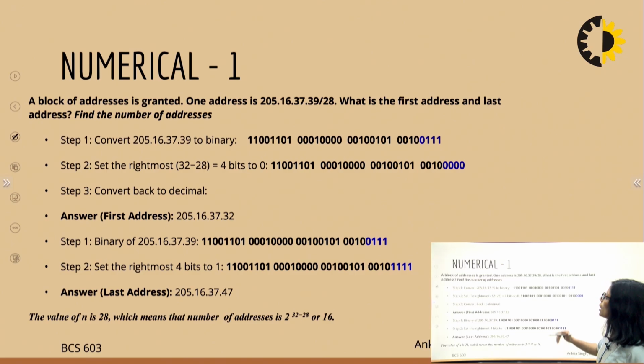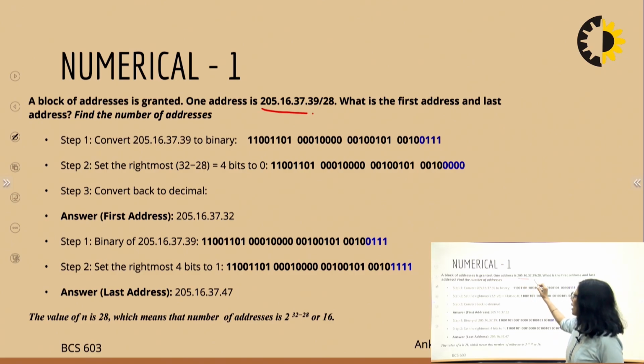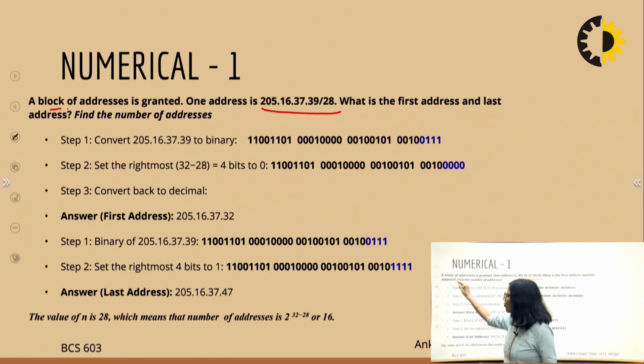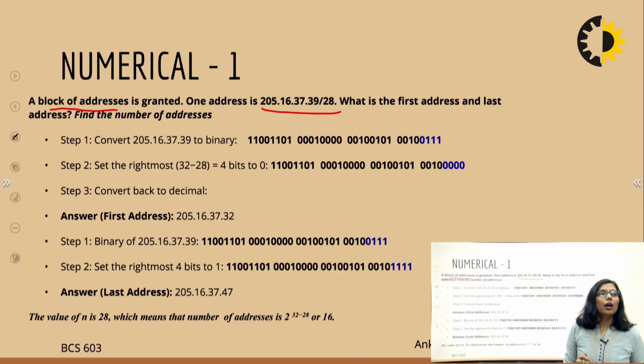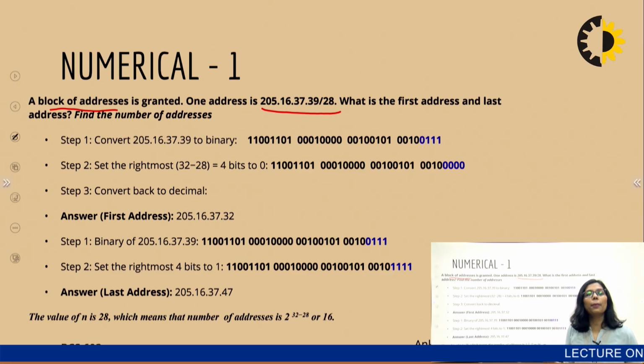Now, see, this is the address I am given, and here it is written a block of addresses. A block of addresses means we are using classless interdomain routing, in which we are not using the concept of class, we are using the concept of blocks. Now, in blocks, how can we identify in this address how many bits are representing my network and how many bits are representing my host?